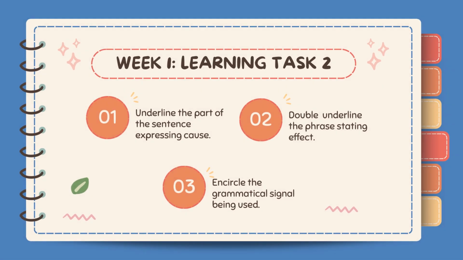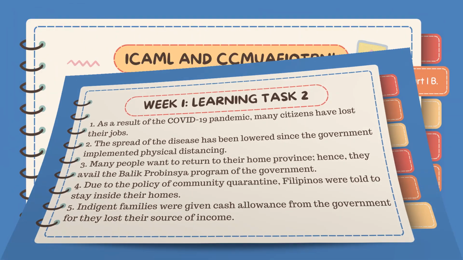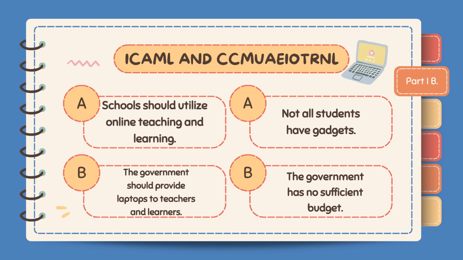Now on your notebooks, copy and answer learning task 2. Analyze the 5 sentences. Then, underline the part of the sentence expressing cause. Meanwhile, double underline the phrase stating effect, and encircle the grammatical signal being used. Kindly pause this video or kindly look on your module to answer Week 1 Learning Task 2. Now let us move on to the second part of our topic.